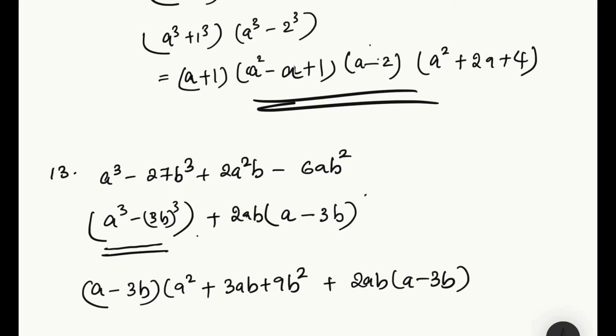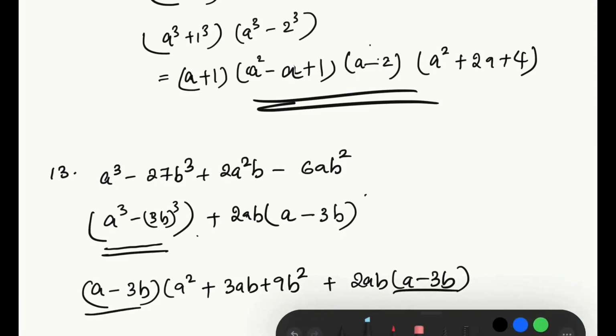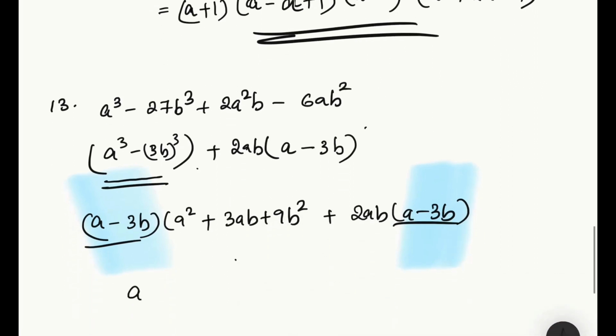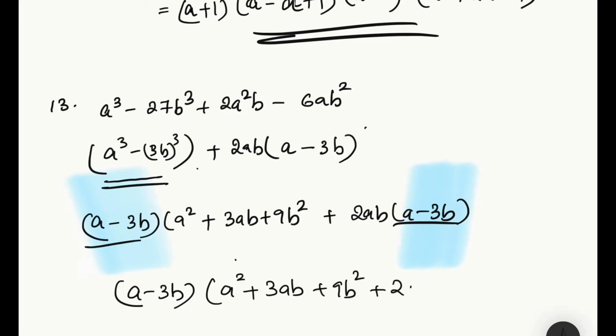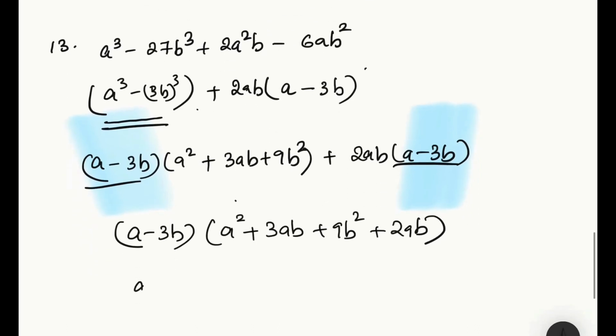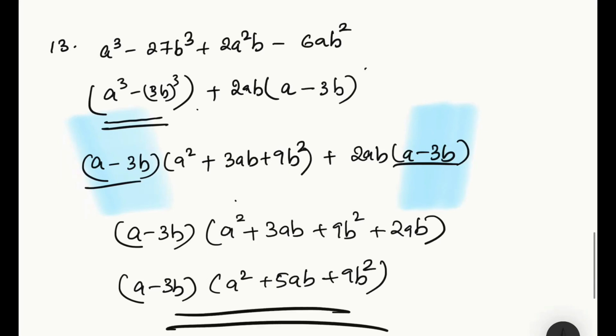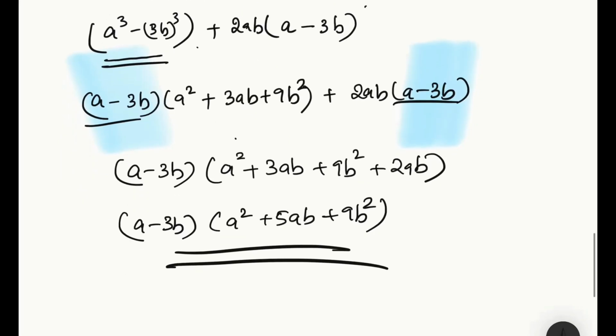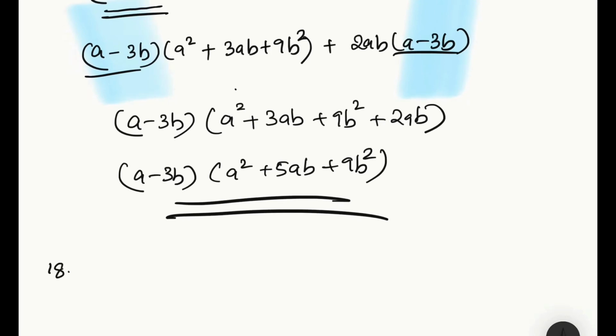So when I take the terms, this and this, both the places I have a minus 3b common, right? So in that case, how can I do it? I can write it as a minus 3b into a square plus 3ab plus 9b square plus 2ab. Okay. So when I add the like terms, I get a minus 3b into a square plus 5ab plus 9b square. Hope it's clear, kids. Okay. So similar way you can complete the rest of the questions. So coming to question number 18.